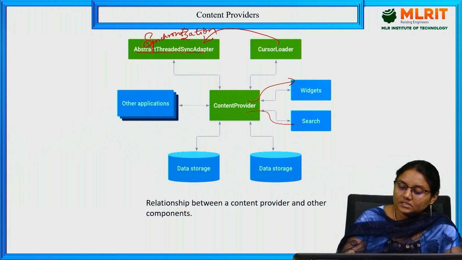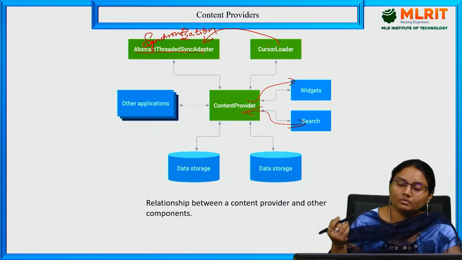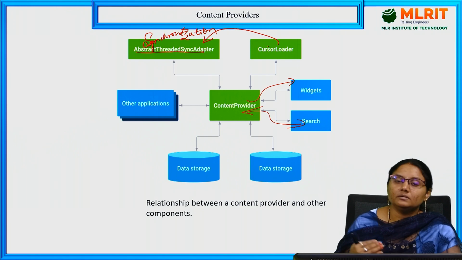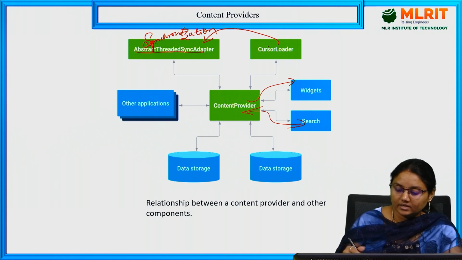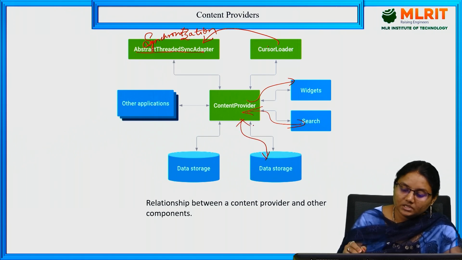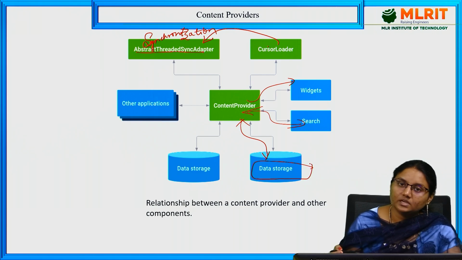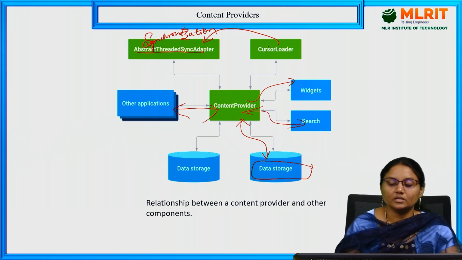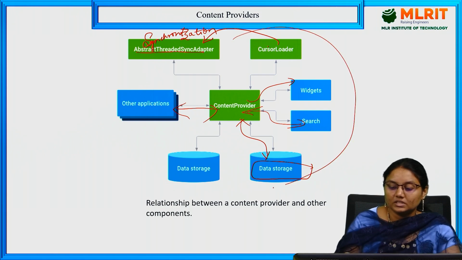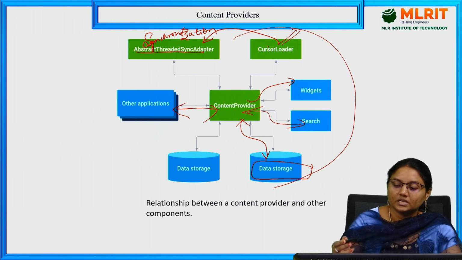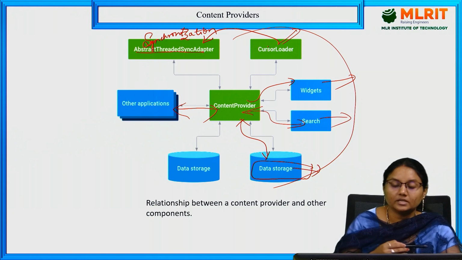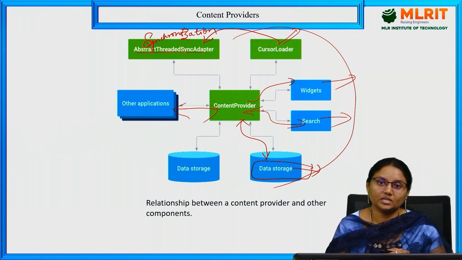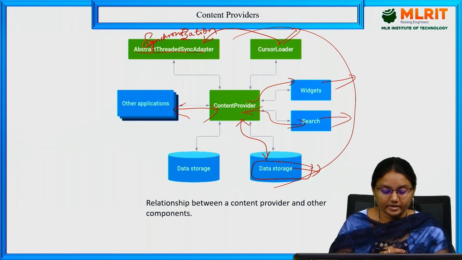In content provider search, whatever the Amazon searching patterns are, they are stored, and related patterns are loaded again by using this content provider. And data storage: if you don't have data in the database, you can't load anything, so data storage is important. Apart from that, there are other applications making use of the content provider through all these different classes and methods, say cursor loader, widget, search, or data storage. Anything can be used by the other applications, and that is possible only with the content provider.